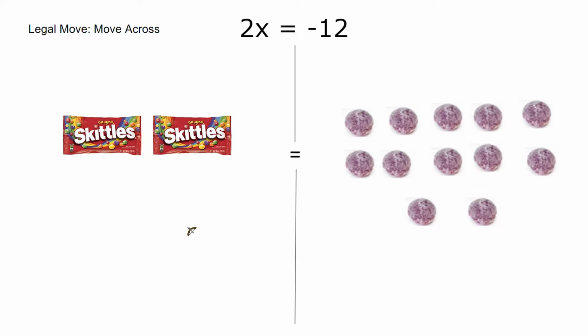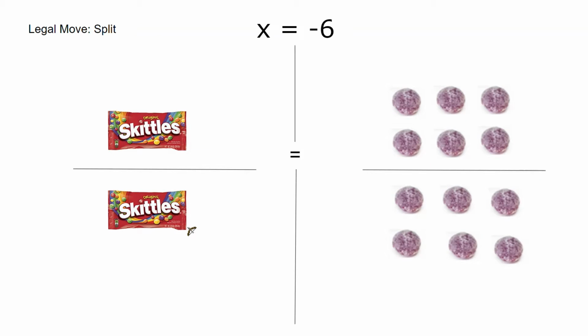Then I moved the 2x over, and like before, I had to flip it, which leaves me with 2x equals negative 12. Then I used split, so I took negative 12 and divided it by 2 and got negative 6, or x equals negative 6.